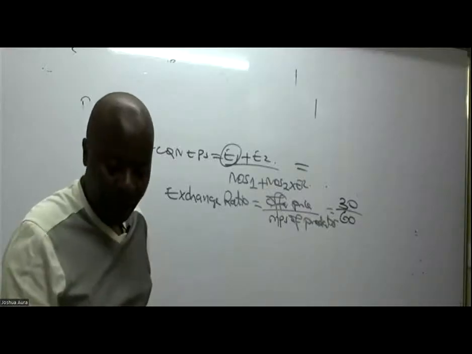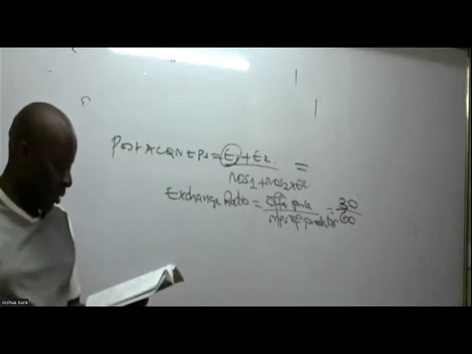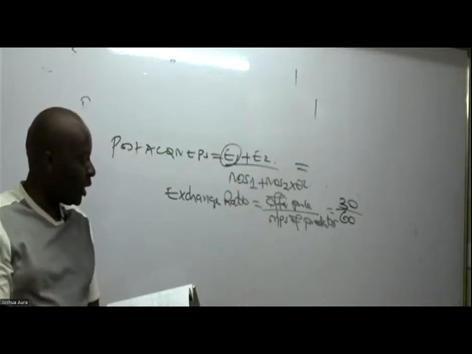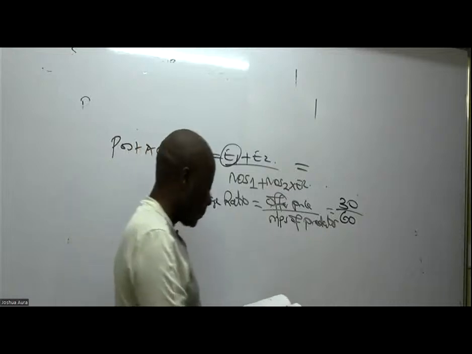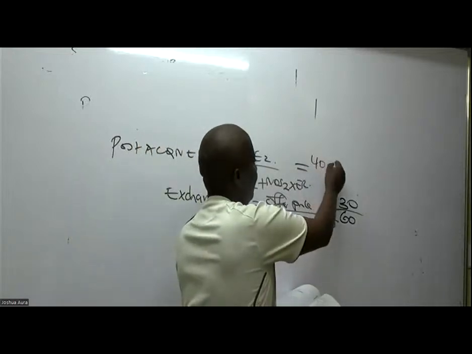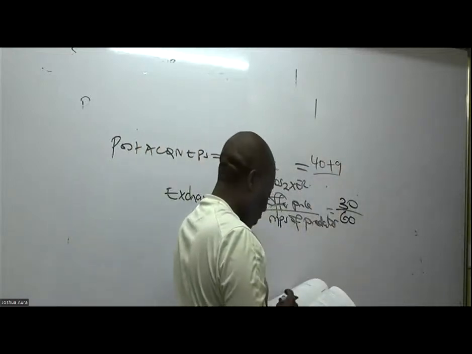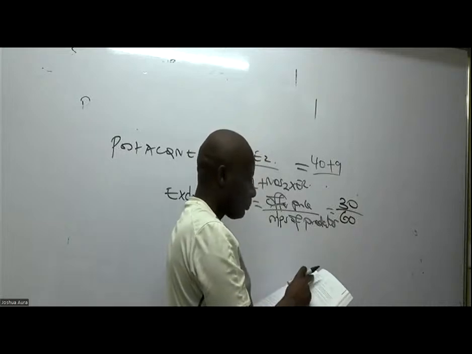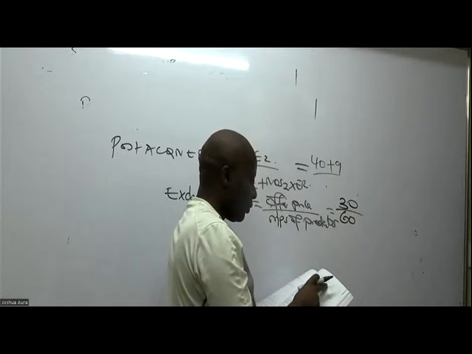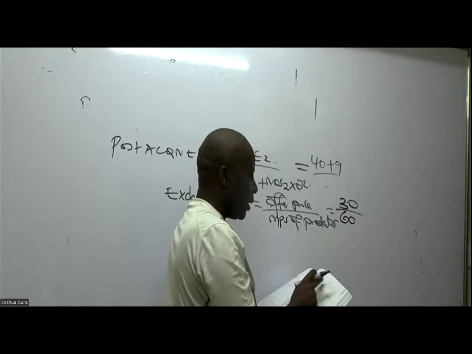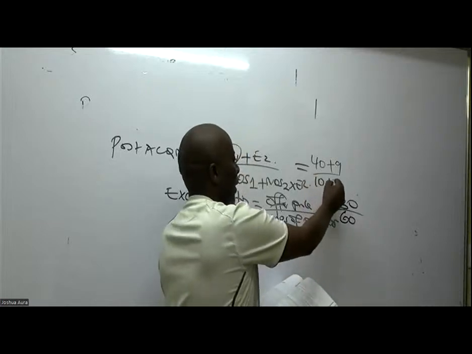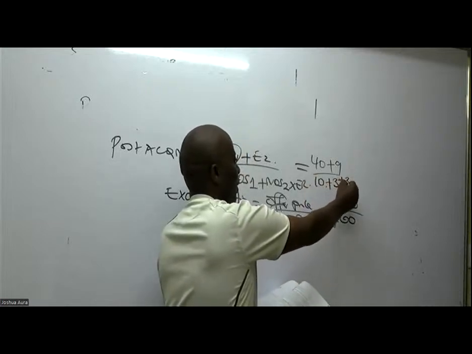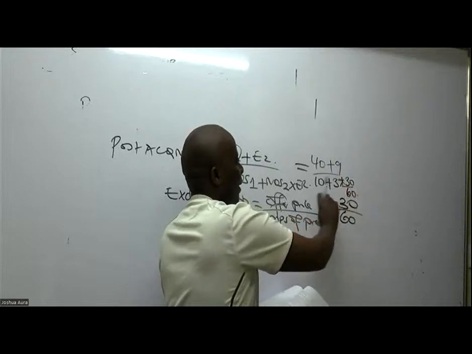It is here, in the past paper. In the past paper, they have given me the net income for A as 40. So 40 plus 9, over the number of ordinary shares of the first company outstanding. I can see 10 plus 3 times the exchange ratio of 30 over 60 here.